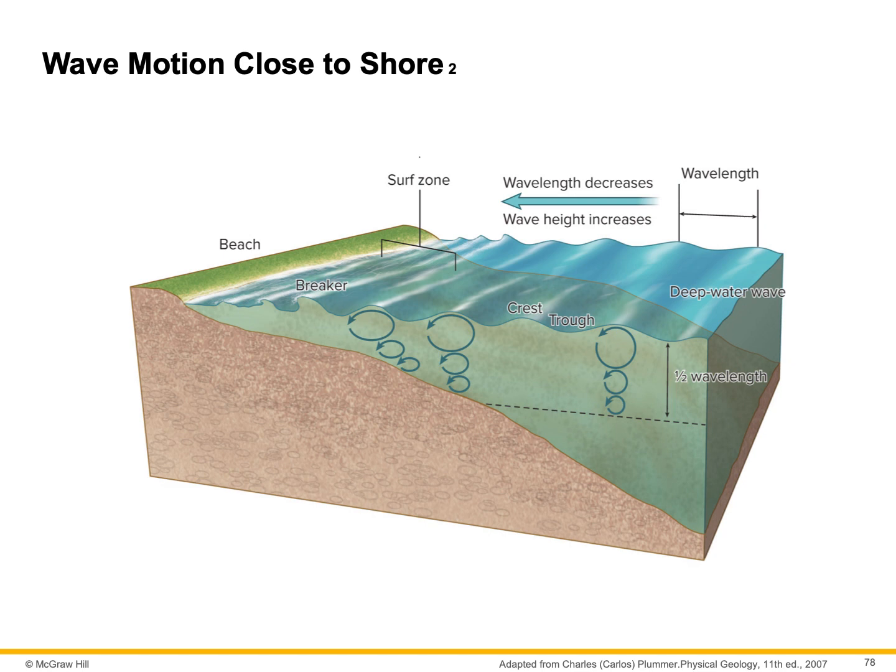As a wave approaches shore and shallower water, it is slowed down by friction and its length decreases, so the wave becomes taller and steeper. The wave eventually collapses due to over-steepening, called a breaker. The water actually moves forward here.